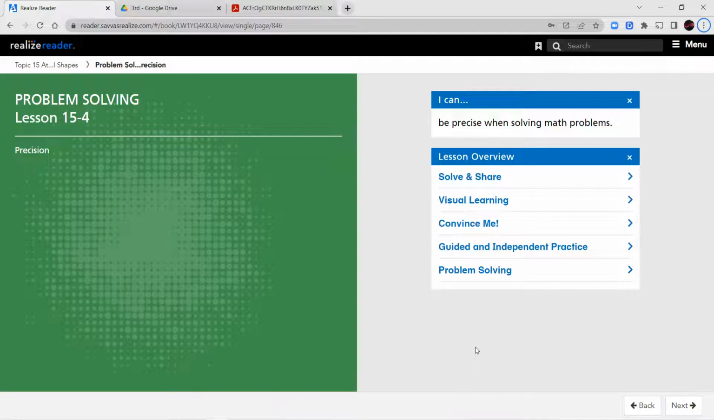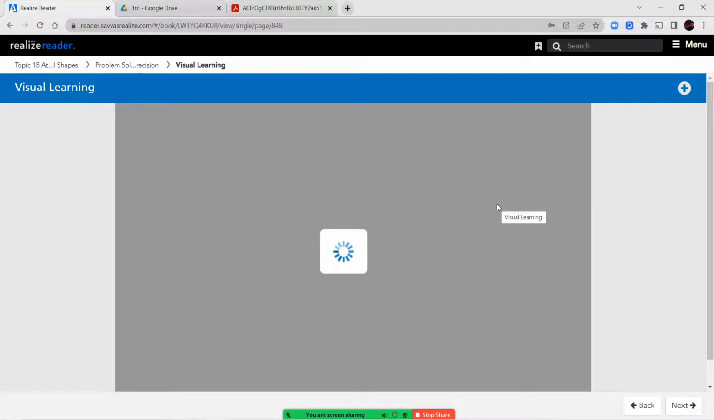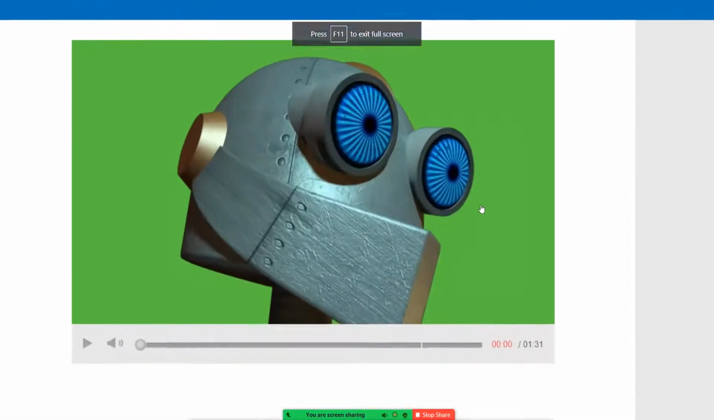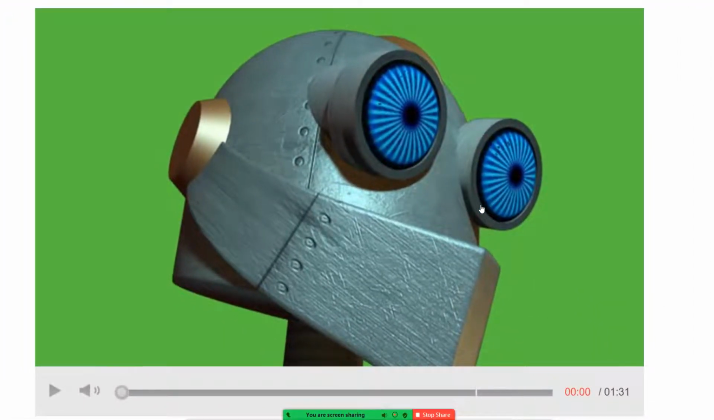We're on 15-4, and this lesson is titled Precision. Now remember, when you are being precise, you're trying to be really careful and accurate to make sure you get the right answer. So as always, we will watch our very quick video lesson. This one is super short, and then we'll get into our notes and guided practice and wrap up quickly.